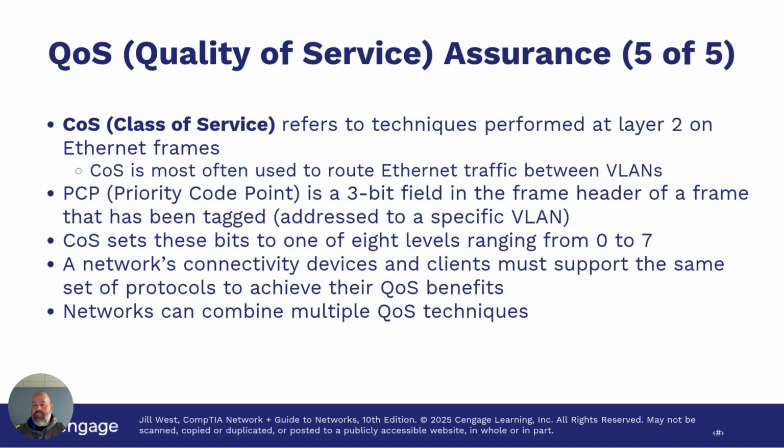We've got PCP, which is priority code point. That's a 3-bit field in tagged frame headers, and it offers 8 priority levels from 0 to 7. That's like having economy, business, and first class seating, but with more options. An important note, though, is that all of your network devices and clients must support the same QoS protocols to work. It's like everyone needing to speak the same language, and you can combine multiple QoS techniques because sometimes you need all the tools in the toolbox.